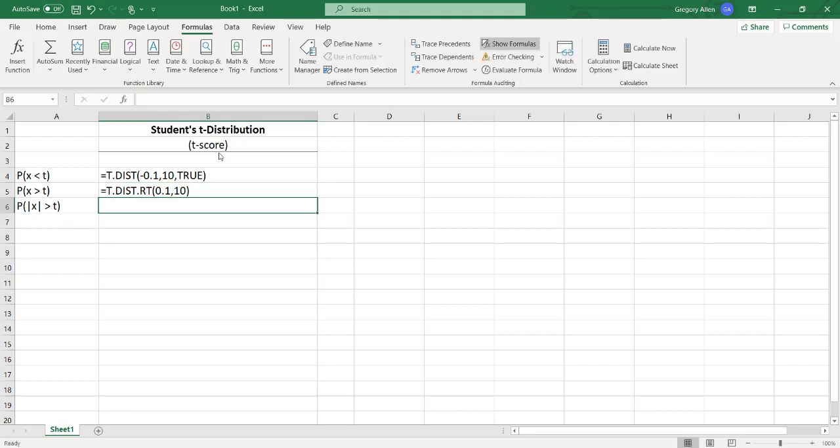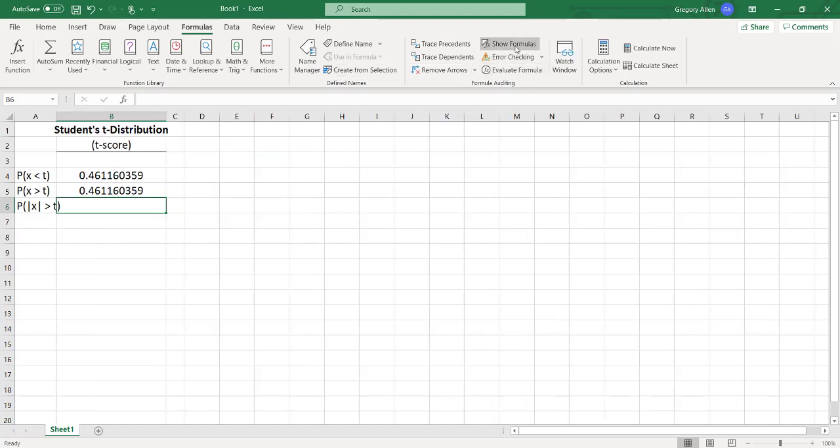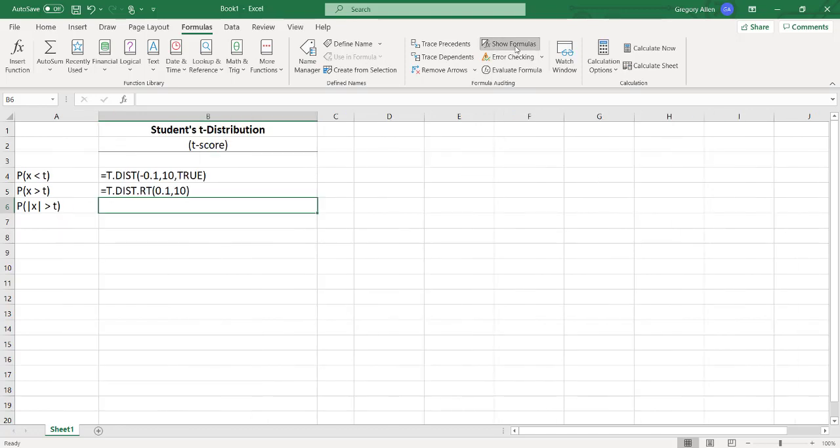And now let's think about what I've asked it for here. Remember that the t-distribution is symmetric. So the area below negative 0.1 should be the same as the area above positive 0.1, assuming the degrees of freedom are the same. So I'm going to switch off the formulas here for a second. And you can see, yeah, exactly. We did get the same results both ways. Okay, now that's 2 of 3.